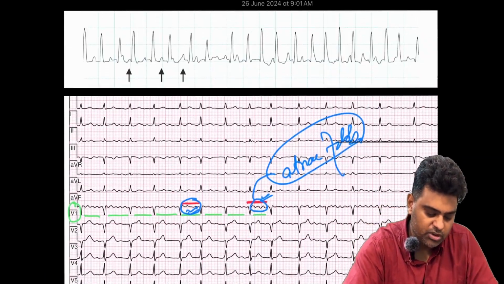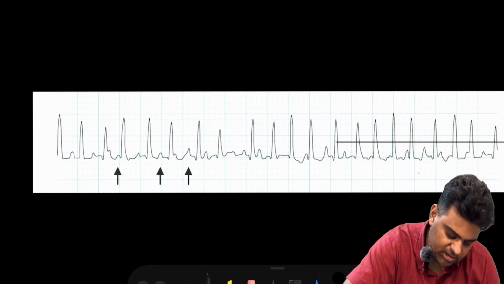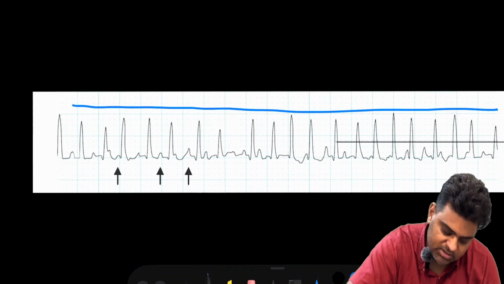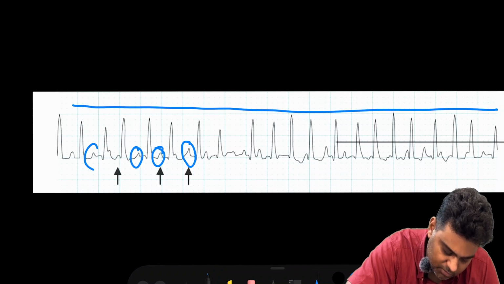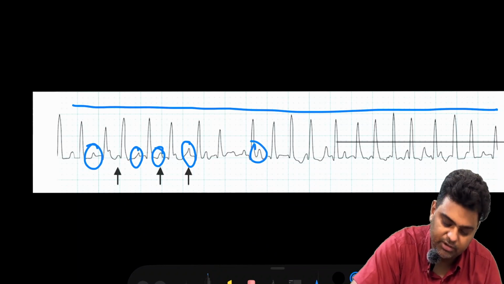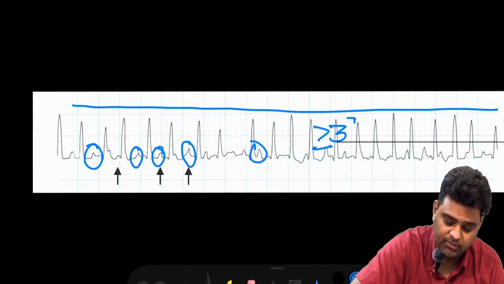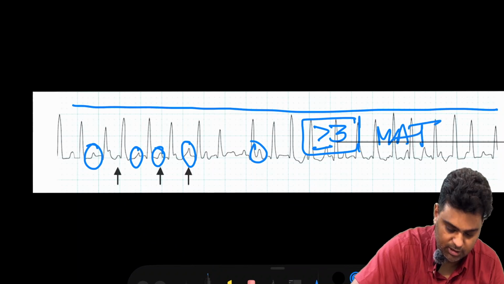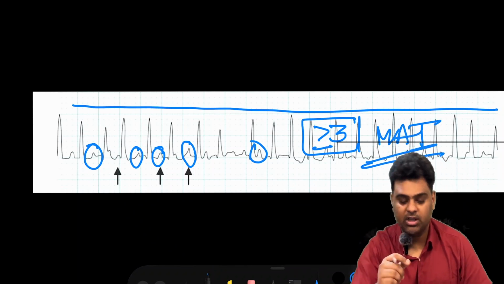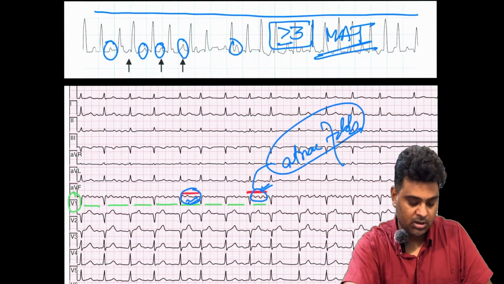Okay. Now if you see this ECG, you can see that the rhythm is not regular, but you can see different types of P wave. The morphology of this P wave, of this P wave, of this P wave, of this P wave is different. So if you see 3 or more different morphologies of P wave, it is multifocal atrial tachycardia. So this is how, whenever you are given an irregular rhythm, you can easily differentiate.